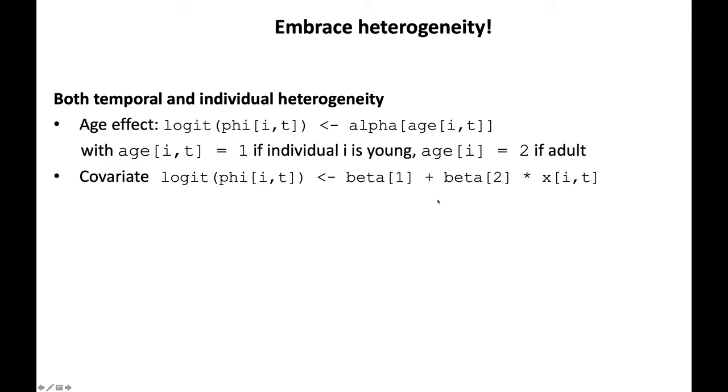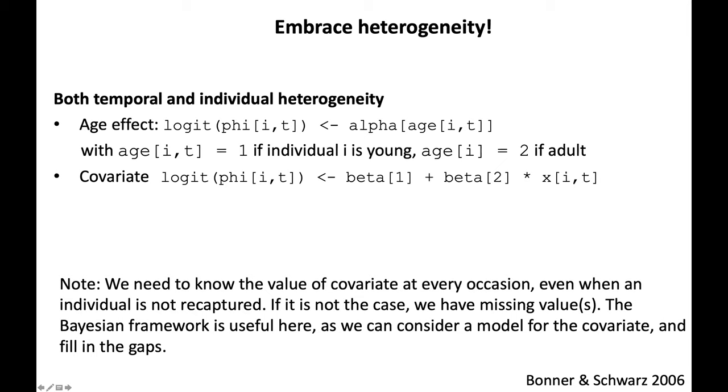So in addition to using maybe a categorical time and individual specific covariate, you might want to consider a continuous covariate, say mass or size. Okay, so let's say it's X, and now you have an index for individual, but also for time. The thing is that to do that, you need to know the value of this covariate at every occasion, even when an individual is not captured. And if you don't know the value of this covariate when an individual is not captured, well, you have missing values.